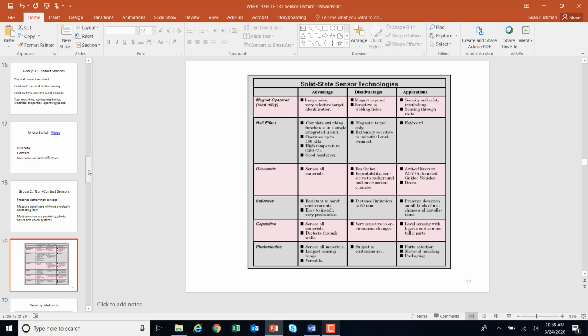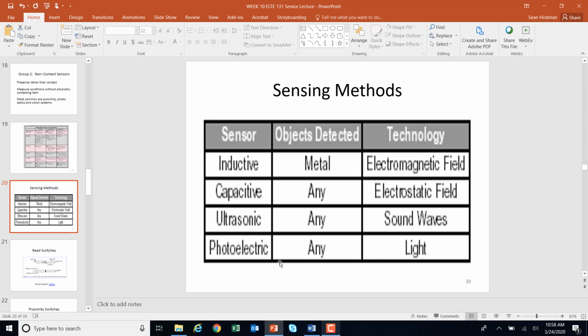Okay. Here are our sensing methods. Ultrasonic uses sound waves. Photoelectric uses light. Capacitive, electrostatic. Inductive, electromagnetic. Okay, so this is in that book. We're going to break it down here in a minute, but ultimately you're going to need to understand this.